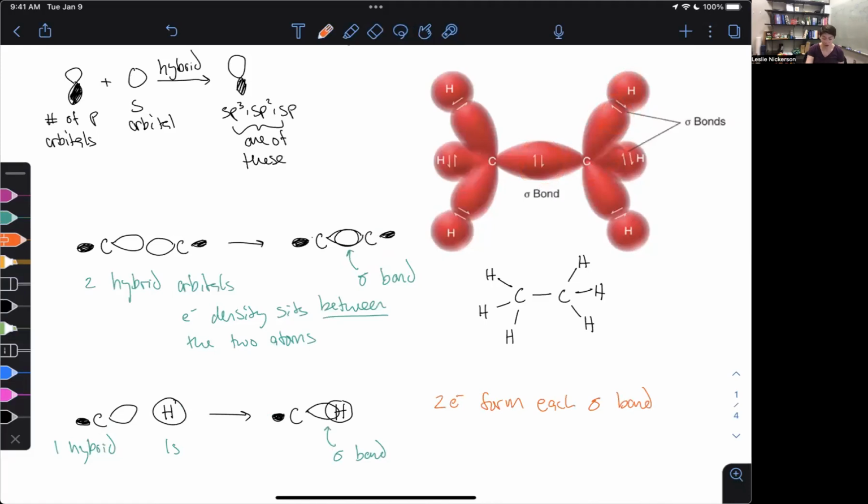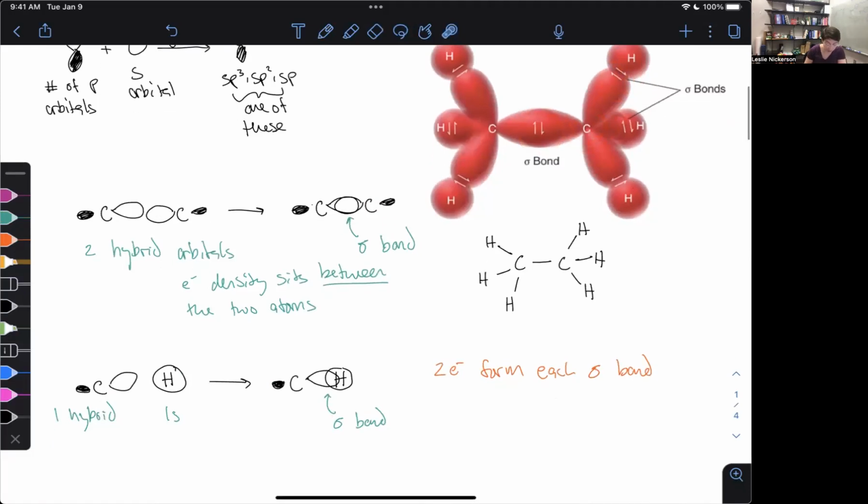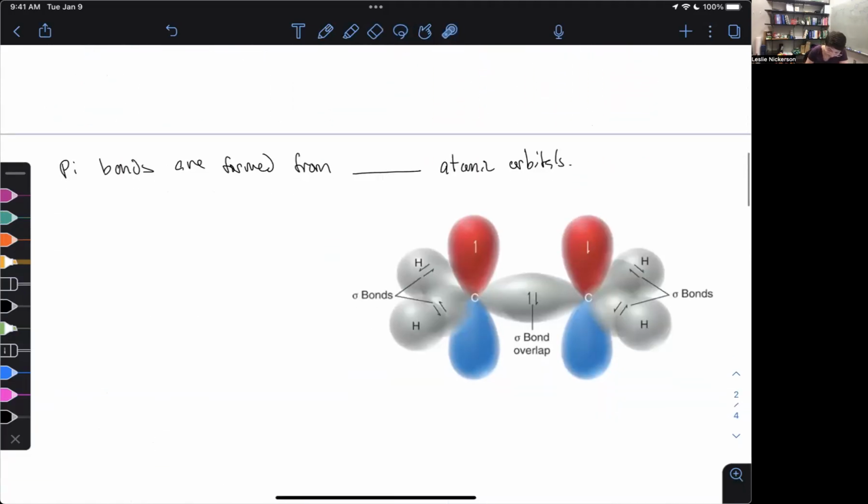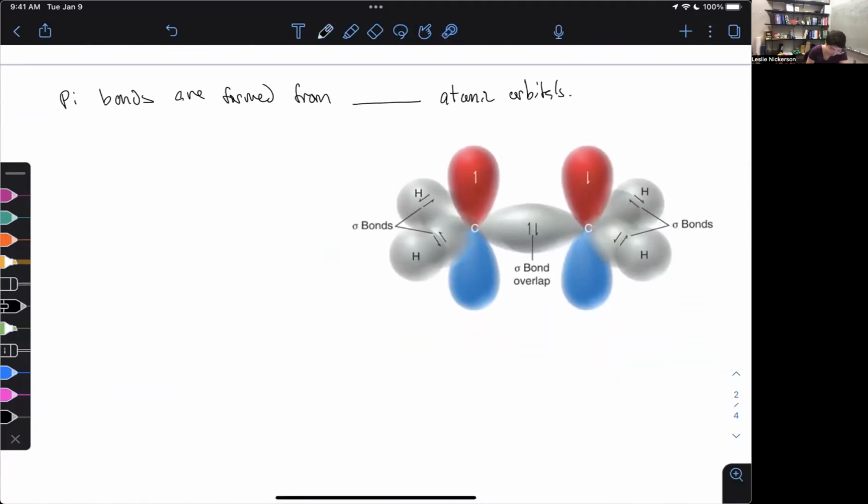Okay, so we're essentially thinking about the carbon bringing in one of those electrons, the hydrogen bringing in one of those electrons, and together they're going to form a bond there. Okay, so then if we think about pi bonds, pi bonds are a little bit different. Pi bonds are always going to be formed from atomic orbitals, and they're going to be formed from that p orbital that's left over.